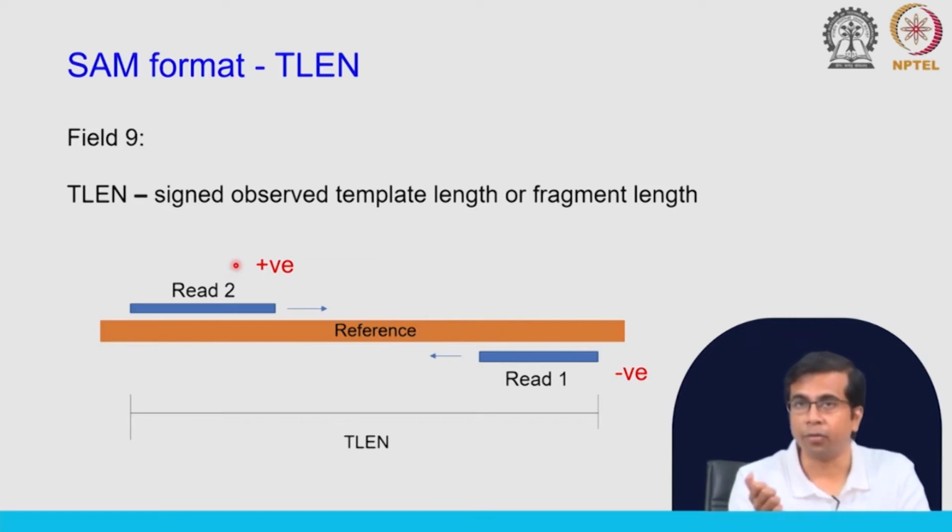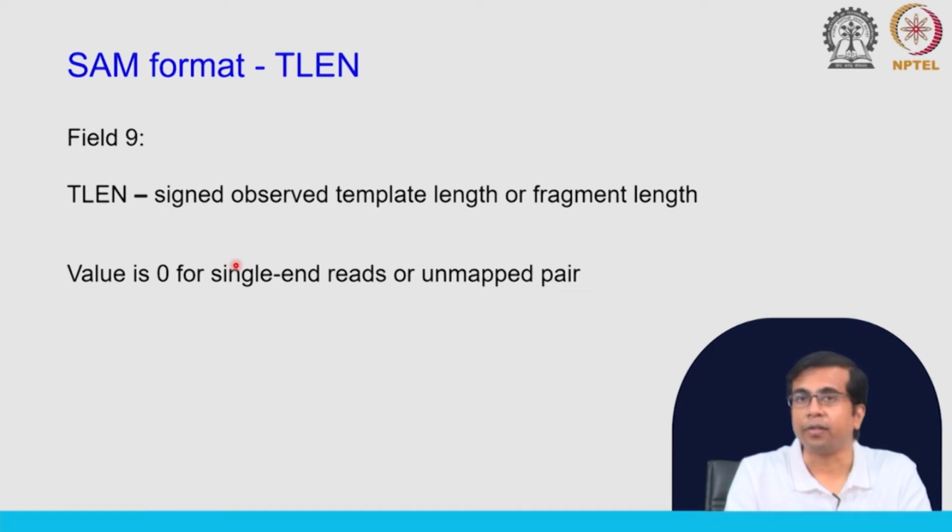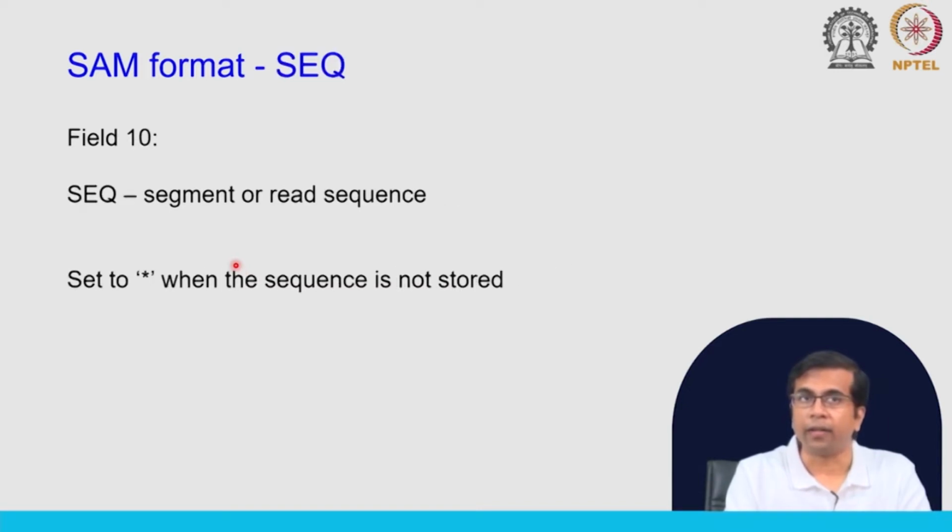So, as we go into the real data, you will be able to see these signs. This value is valid only for paired end data. If you are dealing with single end data or an unmapped pair, you cannot generate this fragment length, because you do not know it. If you are dealing with sequence data from just one end, the value is set to 0.